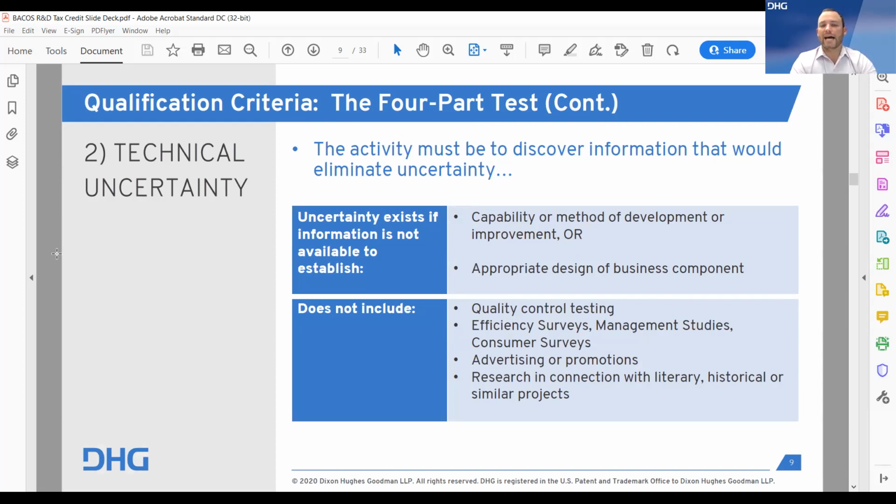You have to establish that maybe you're uncertain as to the capability. So can what we're trying to develop do what we intend for it to do? Or maybe can we even develop this? Is it functionally possible? Is it feasible?